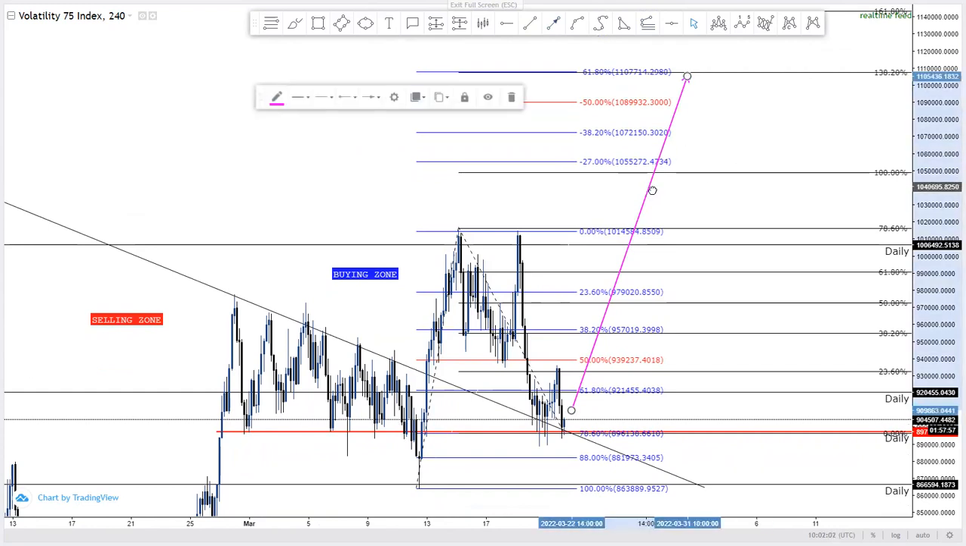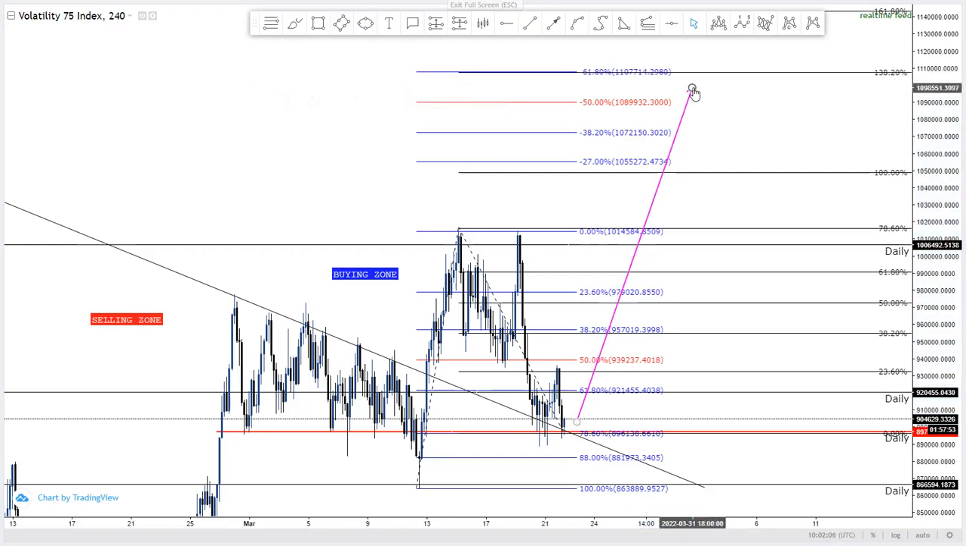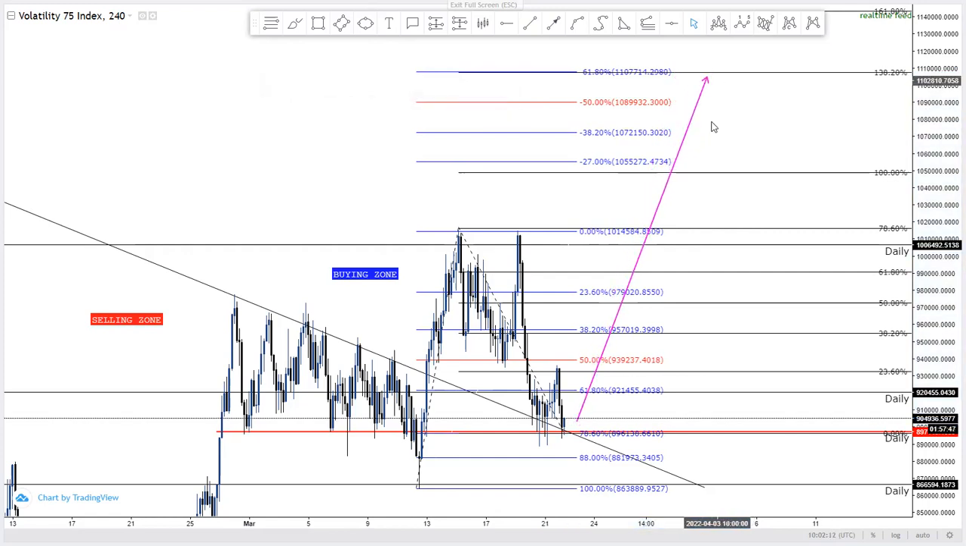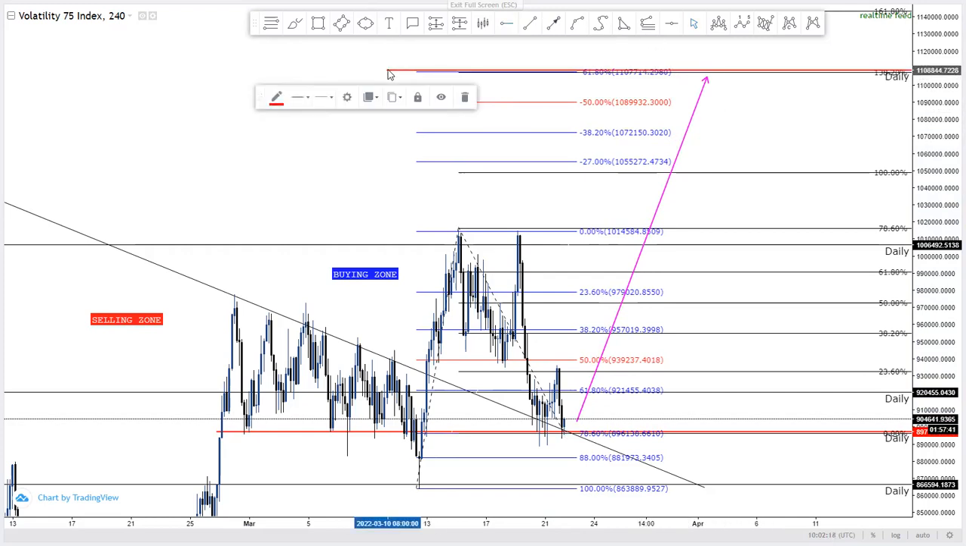So guys, this is actually a very powerful swing trade for volatility 75 buy. A very major swing trade for this week. We're actually going to swing trade this buy all the way to the upside, all the way to that level there. Let me just mark it there. All the way to that zone there.